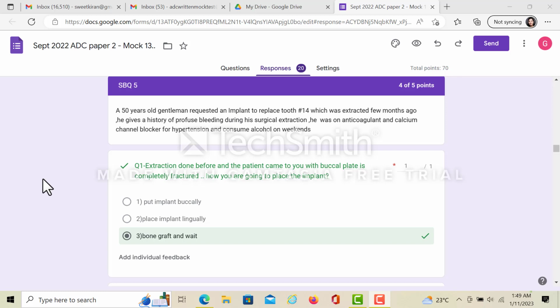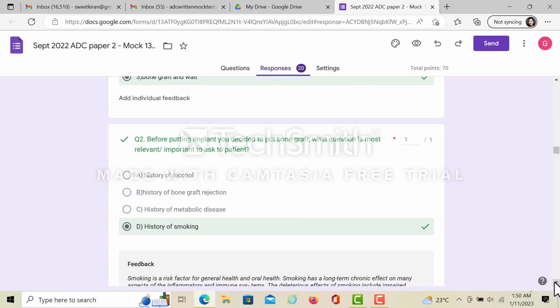Extraction was done before and the patient came to you with the buccal plate completely fractured. You say this is the reason there was profuse bleeding. So how are you going to place the implant now? What you can do is either put the implant buccally or lingually, or place a bone graft and wait. If you put an implant buccally, how will you do that, because the buccal plate is fractured? Place the implant lingually, meaning palatally? Oh no, the entire line of occlusion would be disturbed. So the best thing is to place a bone graft and wait. That should be your right answer of choice. Simple and clear, right?